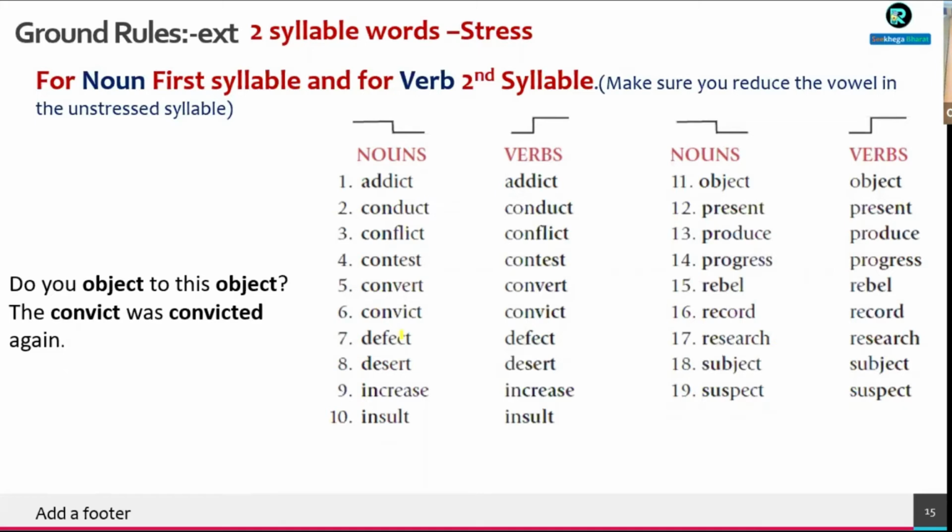Okay, now number 11. Object, object. What happens is, ob has the stress. Object, object. Okay, I'll practice that. So don't be in a hurry. Just be relaxed and cool.